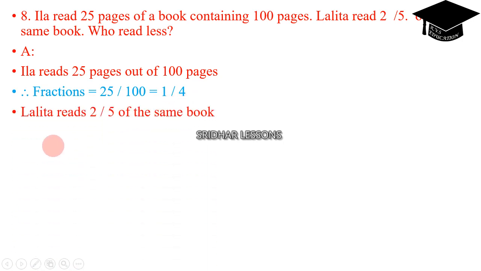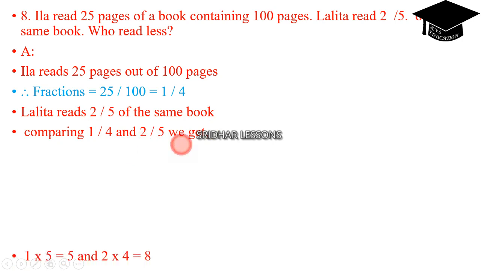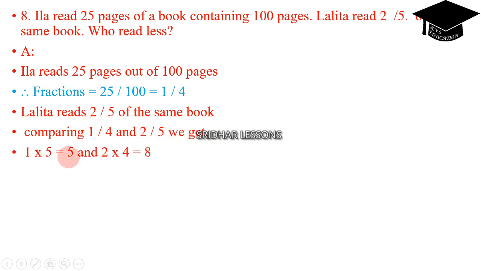Next, Lalita reads 2 by 5 of the same book. By comparing 1 by 4 and 2 by 5, we get 1 into 5 equals 5, 2 into 4 equals 8. Since 5 is less than 8, hence Ayla reads fewer pages when compared with Lalita.